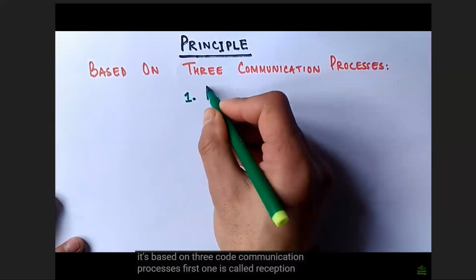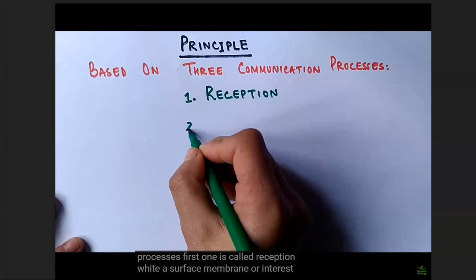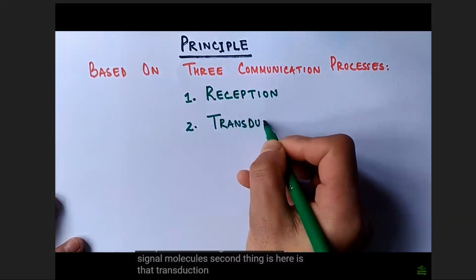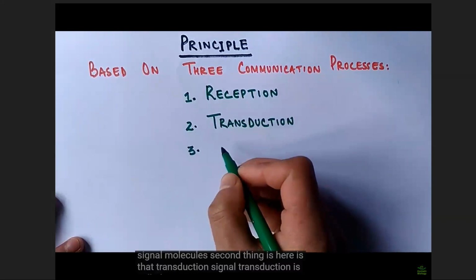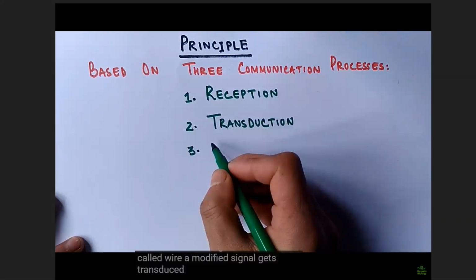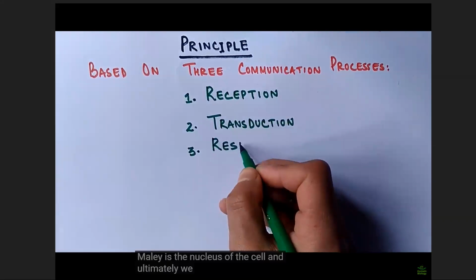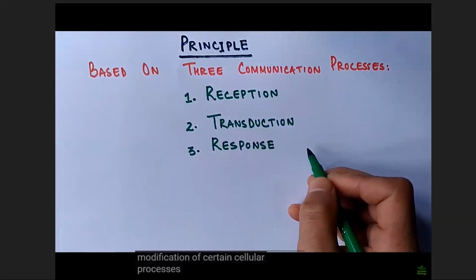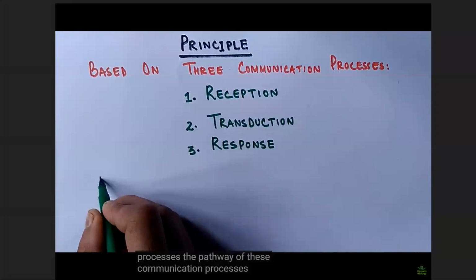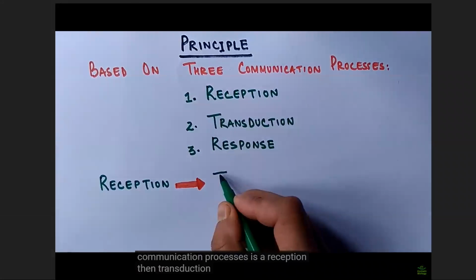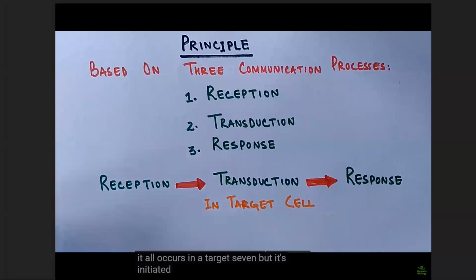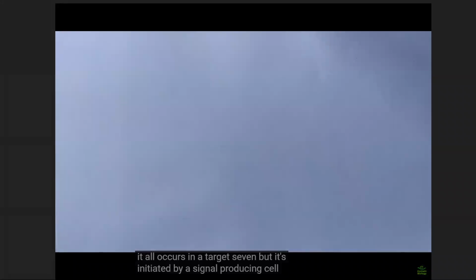First one is called reception, where the surface membrane or intracellular receptors receive signal from extracellular molecules. Second thing here is transduction. Signal transduction is where a modified signal gets transduced towards its target point, mainly the nucleus of the cell. And ultimately we have the cellular response, which may be activation, deactivation, or modification of certain cellular processes. The pathway of this communication process is reception, then transduction, and then response. And it all occurs in a target cell, but it's initiated by a signal producing cell.